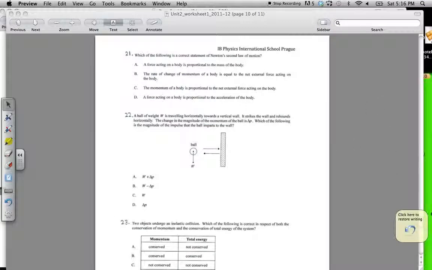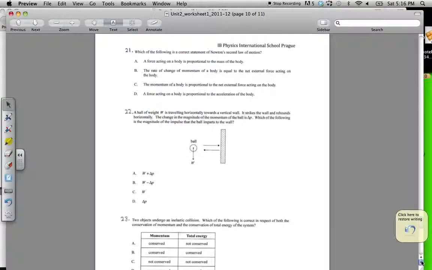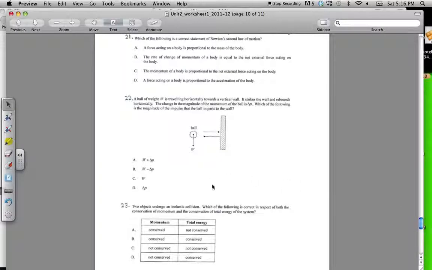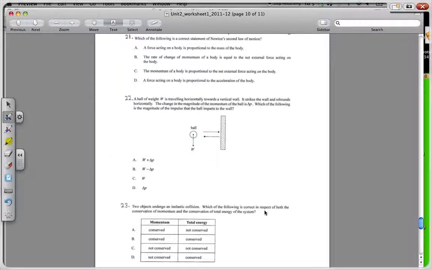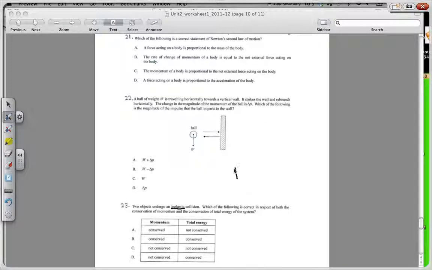Going on to our last question down here, I just want to bring it up. We have two objects that undergo an inelastic collision. Now, you need to know what an inelastic collision is to answer this. In an inelastic collision, we can have P conserved, but EK is not conserved. So, which of the following is correct in respect to conservation and the concept of the total energy? Okay, so this is slightly different.